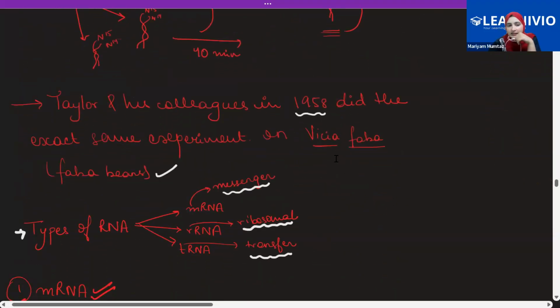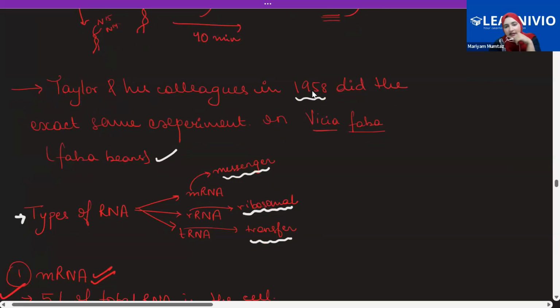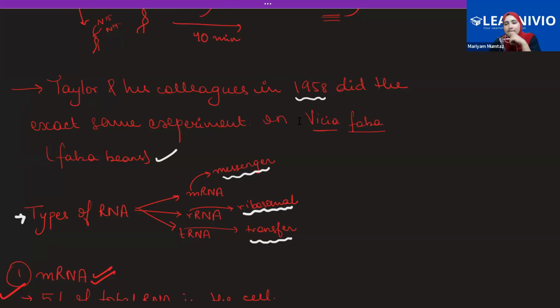The theory was proved. The same thing was also proved by Taylor and his colleagues in the year 1958 by experimenting on Vicia faba, meaning in the plant. Clear? So there were other scientists also who did the same thing and they also found out the same thing, but at a different time, and even on different species, different organisms found the same thing.